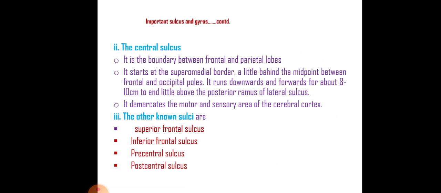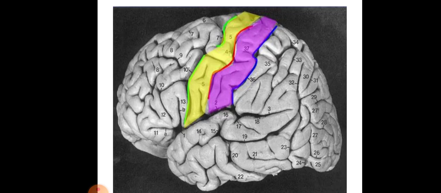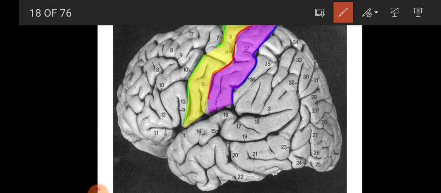Means the area in front of the central sulcus is motor and the area behind the central sulcus is sensory in nature. Other sulci are superior frontal, inferior frontal that we have discussed in the previous slide, precentral sulcus and postcentral sulcus. Precentral means in front of the central sulcus. Postcentral means behind the central sulcus. So here we can see the pre and the post central sulcus. This is the central sulcus, this is pre and this is post central sulcus.